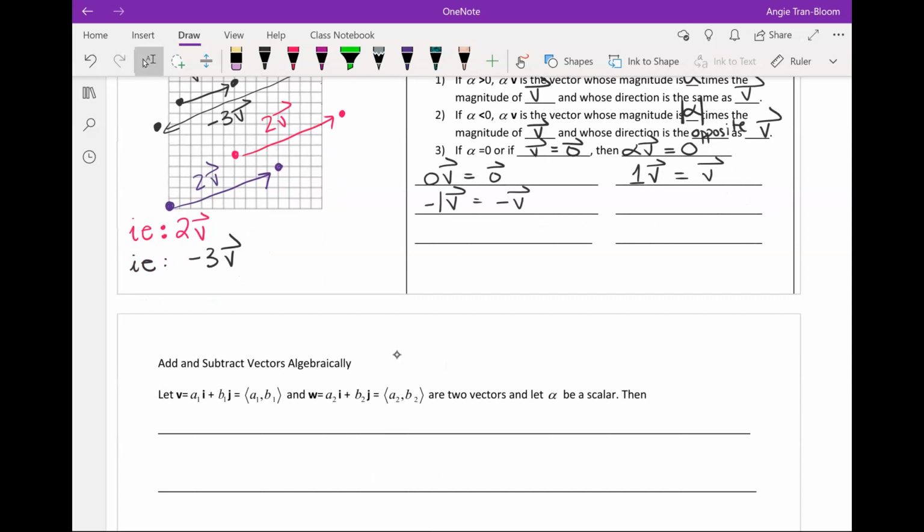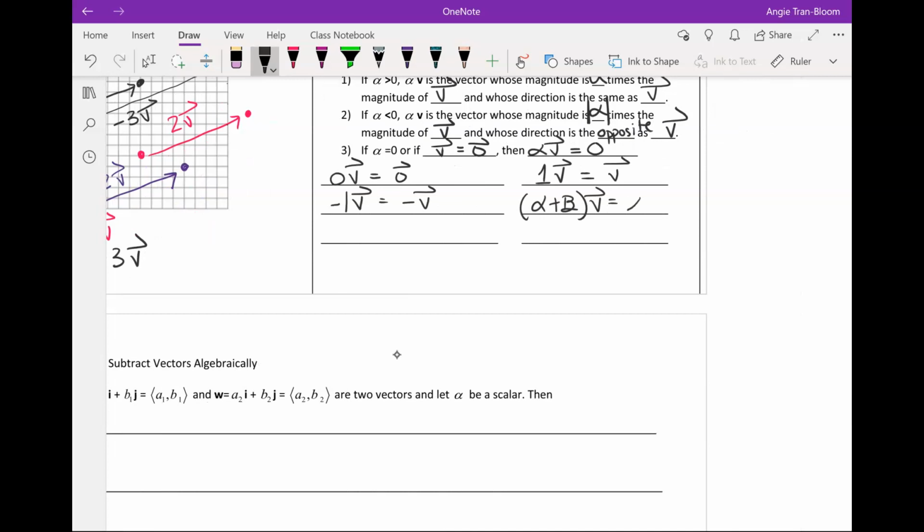If you have 2 scalars, alpha and beta, times vector v, you can distribute them. So alpha times vector v plus beta, which is another scalar, times vector v. If you have a scalar alpha times 2 vectors, let's call these vector v and vector w, yes, you can distribute those too. It's the same thing as saying alpha times vector v plus alpha times vector w.